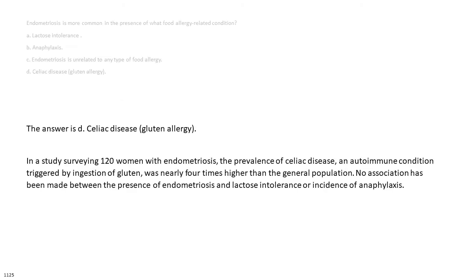The answer is D. Celiac disease, gluten allergy. In a study surveying 120 women with endometriosis, the prevalence of celiac disease, an autoimmune condition triggered by ingestion of gluten, was nearly 4 times higher than the general population. No association has been made between the presence of endometriosis and lactose intolerance or incidence of anaphylaxis.